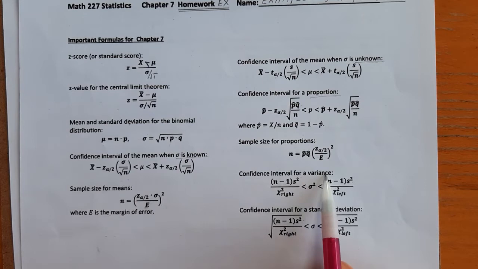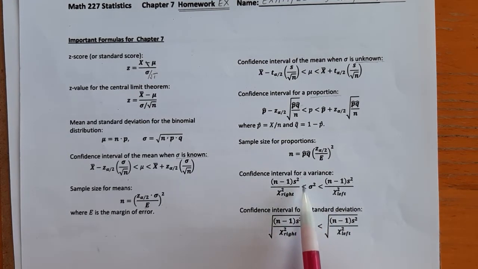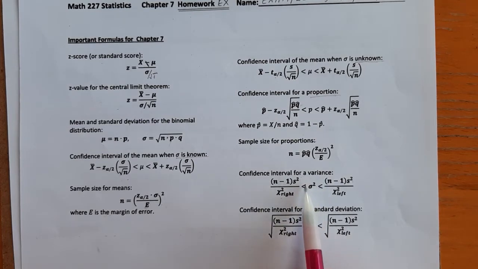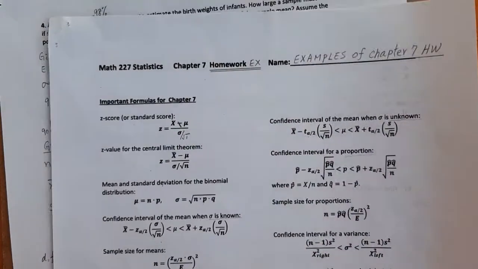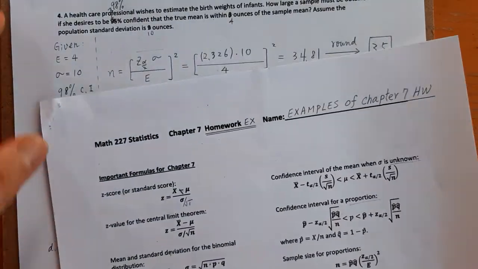The confidence interval of the variance uses the chi-square distribution. And the confidence interval for standard deviation is just the variance with the square root taken: sigma squared takes the square root to give sigma, and this side takes the square root, this side takes the square root. Those are the formulas we will use in the examples.